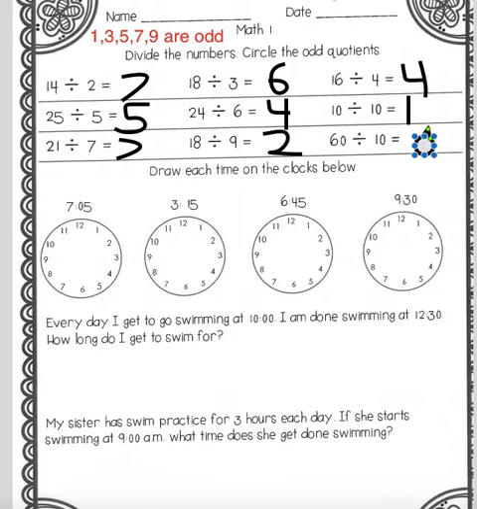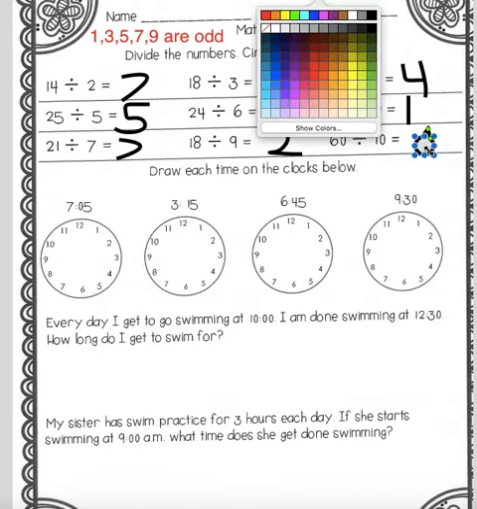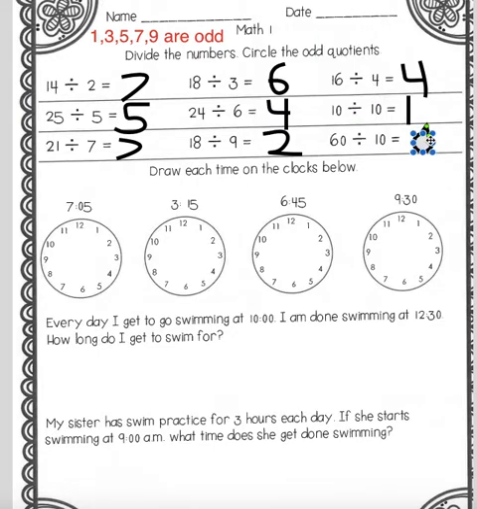Our next part here, it wants us to, oops, I don't know what happened there. Let's fix that. It wants us to circle the numbers that are odd, the quotients. So again, if it ends in a 1, 3, 5, 7, or 9, it is odd. So this is a 7, this is odd.